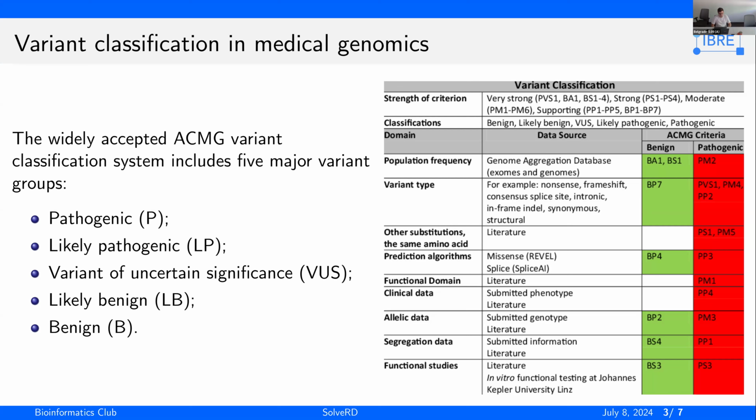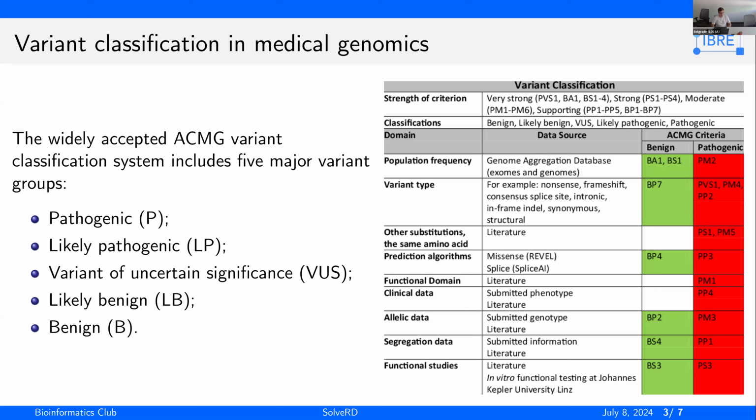And the ACMG classification framework is built around the so-called criteria, where different types of information are used to classify the variant. These include all sorts of information, including the basic type of variant, its localization within the sequence of a gene, its frequency in populations, and different results of computational predictions. And these different criteria have different strengths.